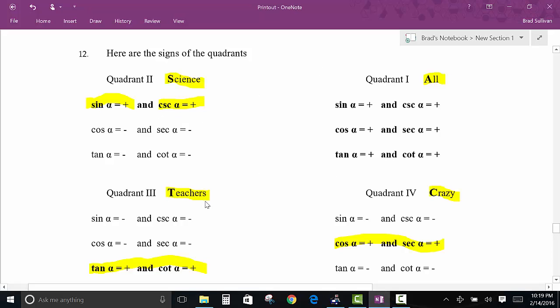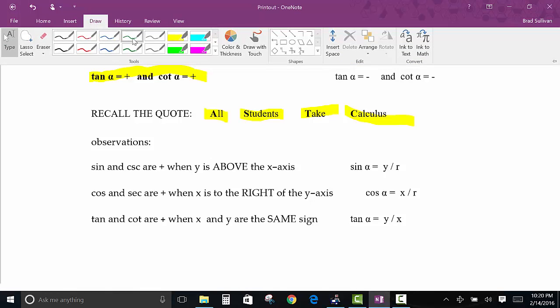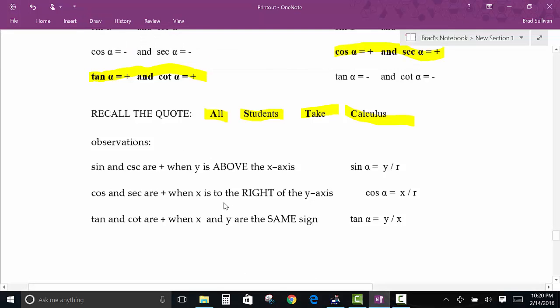But you can use this as a way to remember this then. You can also remember "All Students Take Calculus." I even heard one time "All Strippers Take Cash." You can try that one if you want to. But the idea is you just need to find some way to remember this.